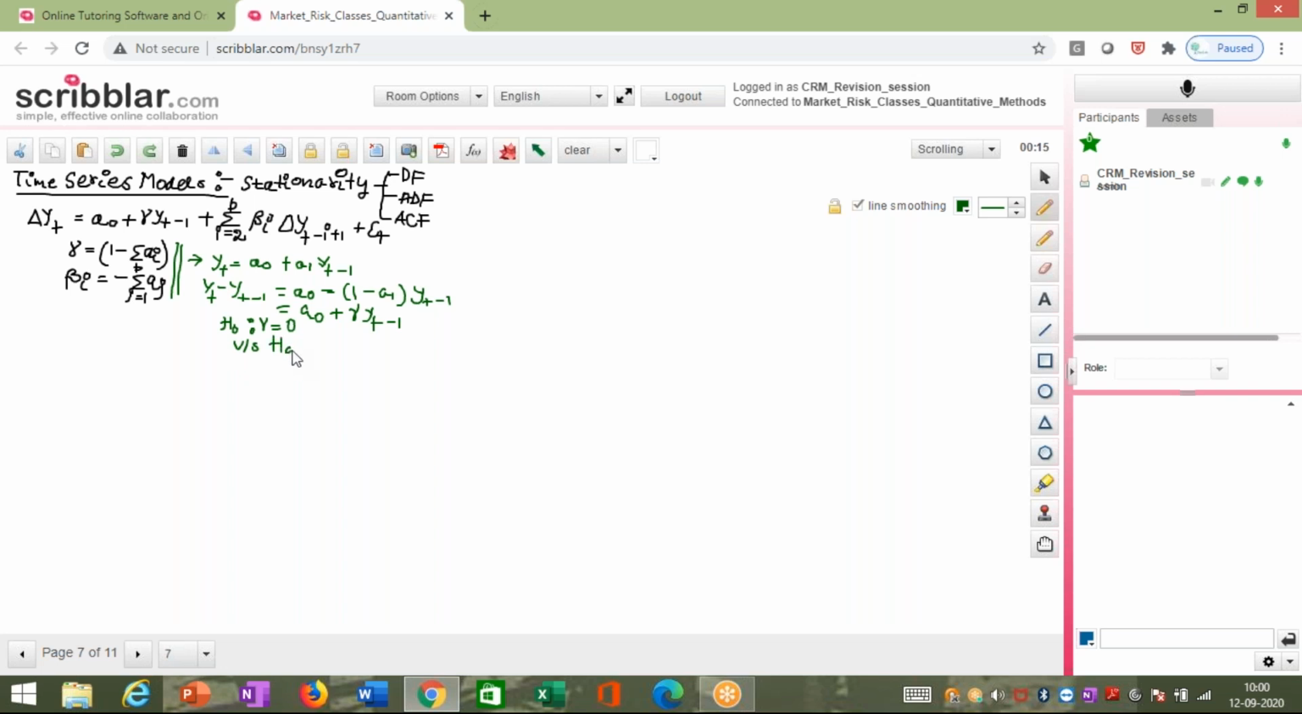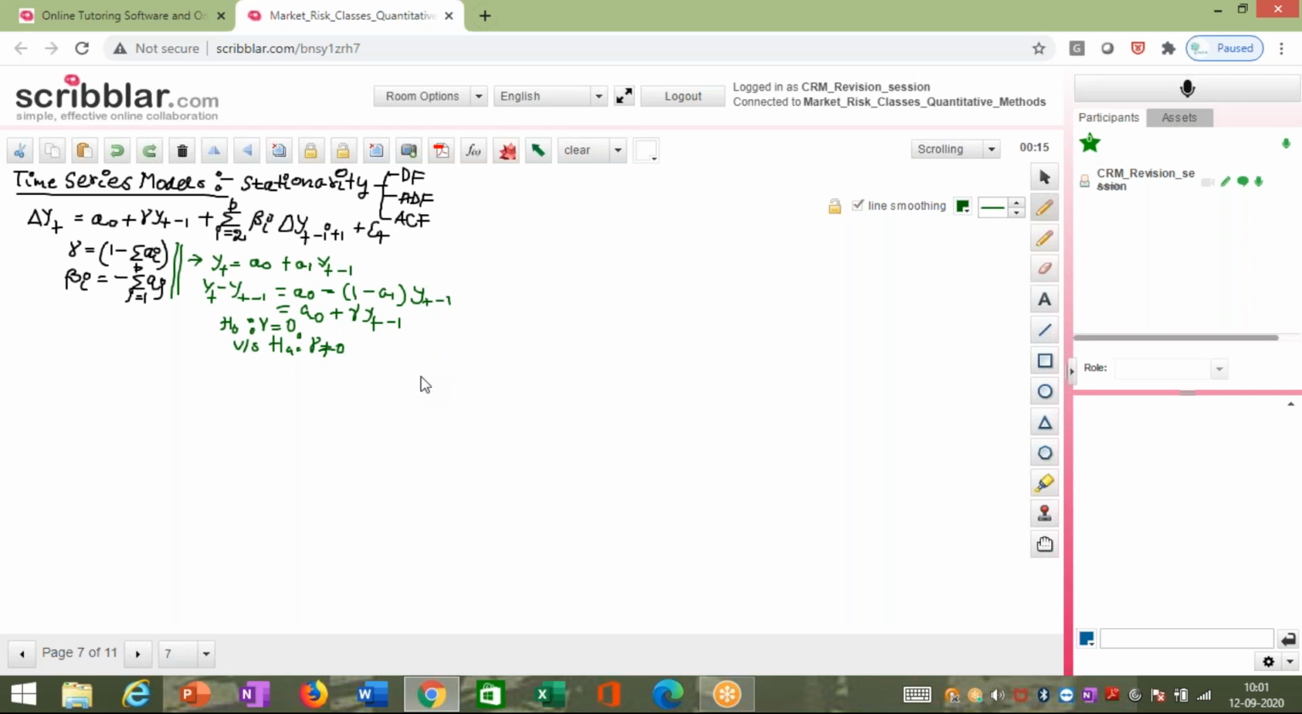Versus the alternate hypothesis that it is not equal to 0. Now, if the null hypothesis that gamma is equal to 0 is accepted, what it would mean is that a1 is very close to 1, or statistically it is not very different from 1. Hence, the time series is non-stationary, which was typically the case for a random walk model, right?